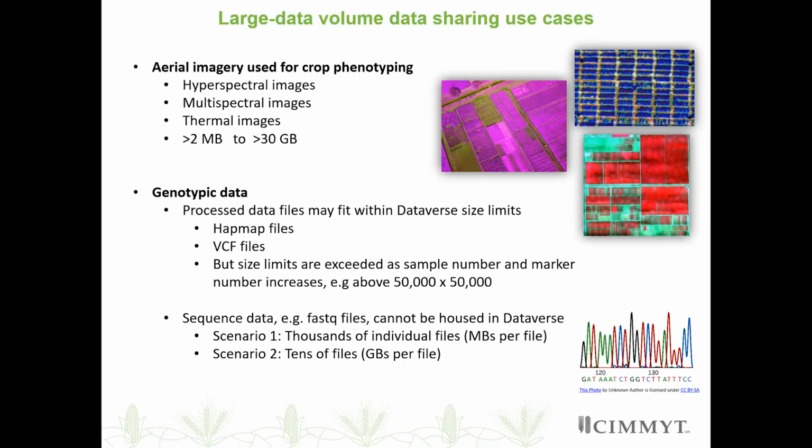And then another use case that I'll focus on in more detail are genotypic data that have been generated about maize and wheat materials that are available at CIMMYT and partner institutions. And when we're sharing these data, typically within Dataverse, we are able to share processed files where we have formats such as HapMap or VCF, which some participants in this call may be familiar with. But even with those types of condensed formats, the sizes may exceed the current limits that are available for individual file upload in Dataverse as the number of samples and the number of markers that are analyzed increases. But we've been able to share those reasonably well.